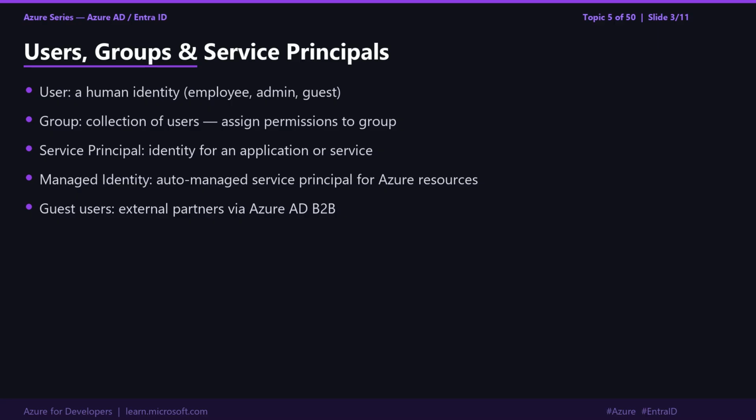A service principal is an identity for an application or automated process, not a human. When your application needs to call an Azure API, create resources, or access a database, it authenticates using a service principal. It has a client ID and a secret or certificate. A managed identity is a special type of service principal that Azure manages completely for you. No credentials to store or rotate. We will cover this in detail shortly because it is one of the most important security features in Azure.